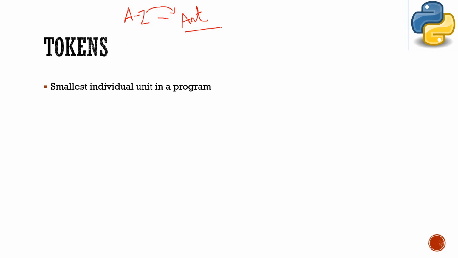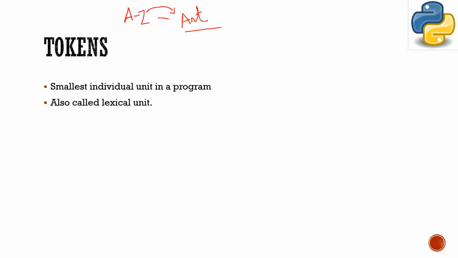Okay. What is a program? A program is a collection of instructions, a set of instructions. And the smallest unit that is included in a program is a token. It can be anything. Now, tokens are also known as lexical units. Lexical unit means it is understood by the lexer or the compiler.